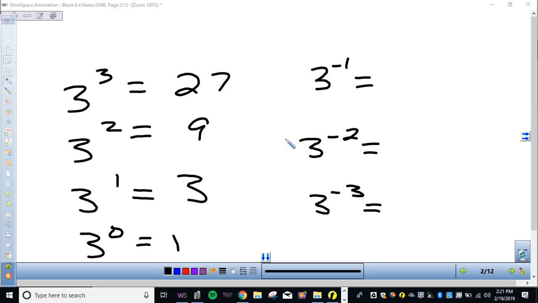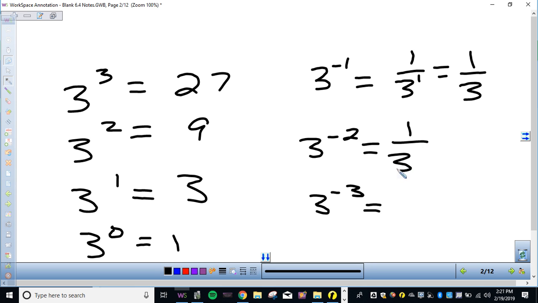So 3 to the negative first is 1 divided by 3. So 3 to the negative first is 1 over 3 to the positive first, or just 1/3. That's a really important thing to pay attention to. Negative exponents move if they're in the numerator to the denominator, or vice versa, denominator to numerator. So the exponent moves and becomes positive. It was in the numerator, now it's in the denominator, and the exponent's positive.